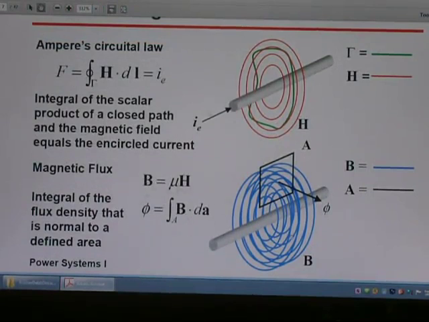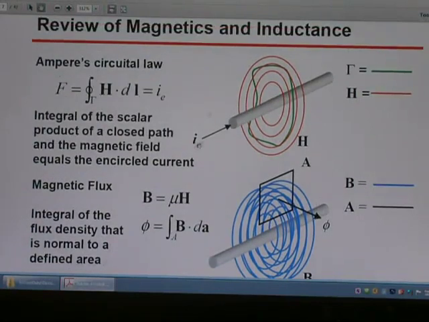calculated by this equation. Those are the magnetic fields happening around the conductor, which can be calculated by the flux.